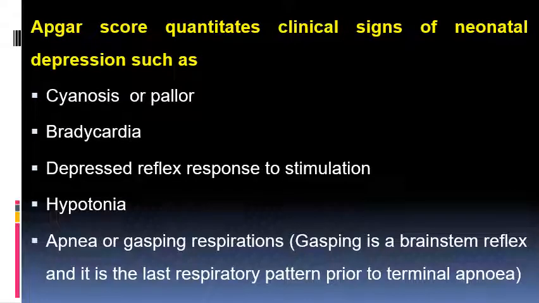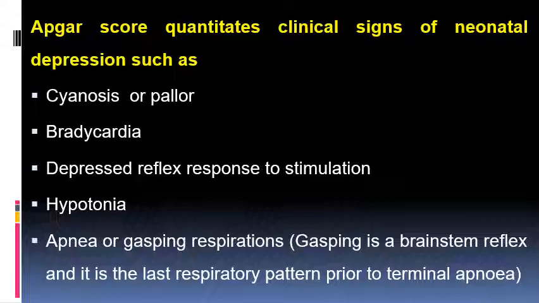So by this time you should have got some idea why we are doing this Apgar score assessment, and what outcome we are going to get once the assessment is done. We are going to observe especially the signs of neonatal depression, that is cyanosis or pallor, bradycardia, depressed reflex response to stimulation, hypotonia, apnea or gasping respiration. Gasping is a brainstem reflex, and it is the last respiratory pattern prior to terminal apnea.